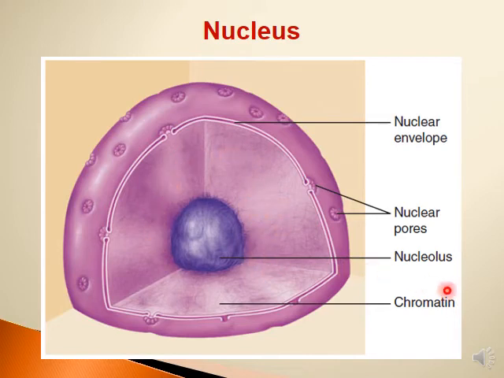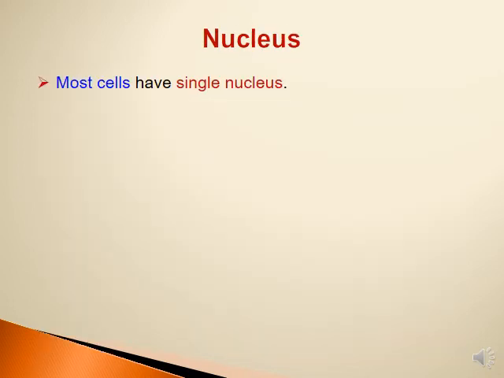We have the genetic material in the form of chromatin present throughout the nucleus, and then we can see this purple organelle inside the nucleus, which is the nucleolus. It is very important for the production of ribosomal RNA. Most cells have a single nucleus, although other cells have two or more. For example, skeletal muscle fibers have many nuclei, due to the fusion of many stem cells during the development of the skeletal muscles. So the skeletal muscle fibers are multinucleated.